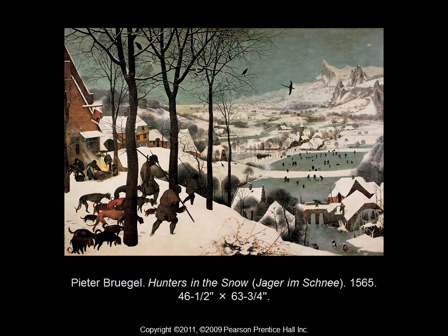Humanism's influence on Renaissance painting in Italy also spread northward to Europe, where painters started making paintings of scenes of everyday life and the common man. These paintings are known as genre paintings. This is an example of one. It's titled Hunters in the Snow from 1565 by Peter Bruegel.